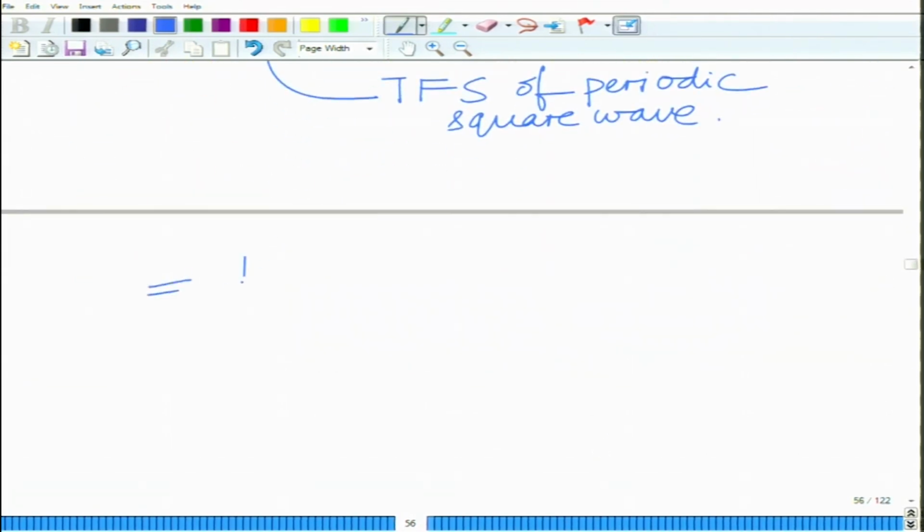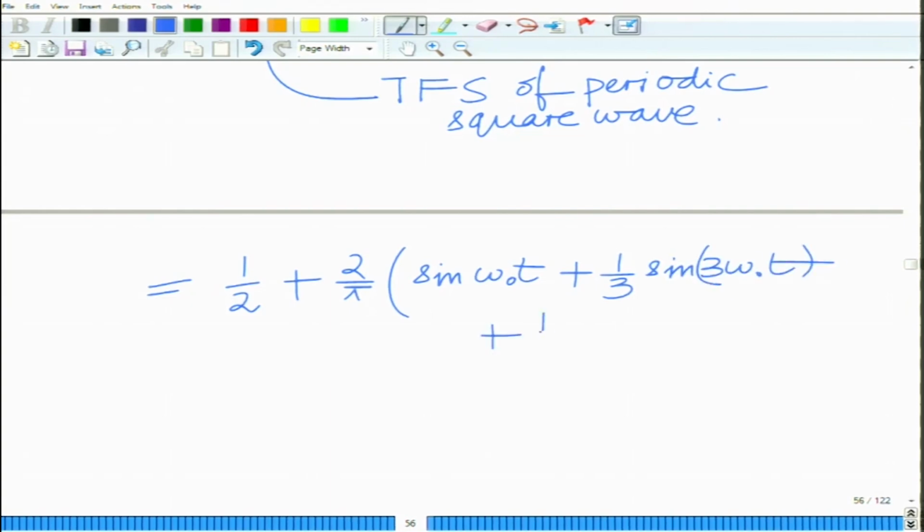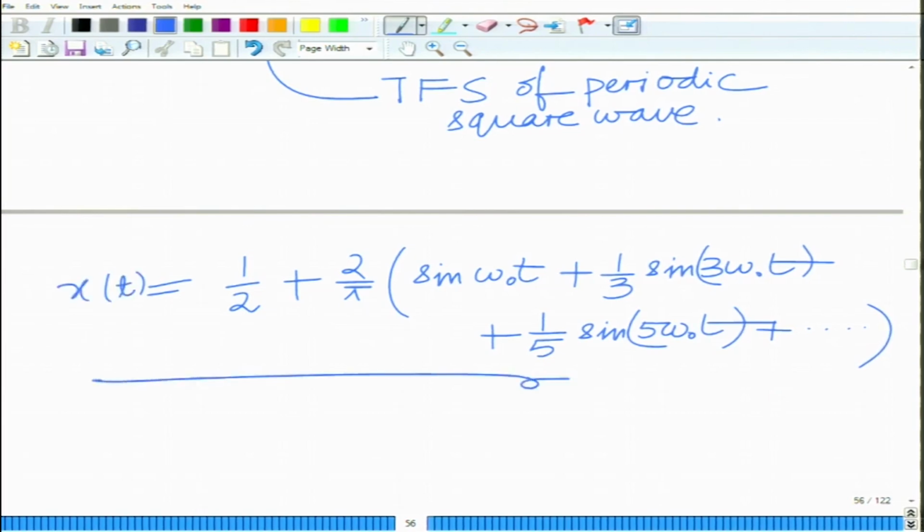Just to illustrate it, you can write it as half plus 2 over pi times: for m equals 0, this is simply sine of omega naught t. For m equals 1, this is 1 over 2m plus 1, that is 1 over 3 sine of 3 omega naught t, plus 1 over 5 sine of 5 omega naught t, plus so on and so forth. So, this is your TFS, that is the trigonometric Fourier series representation.